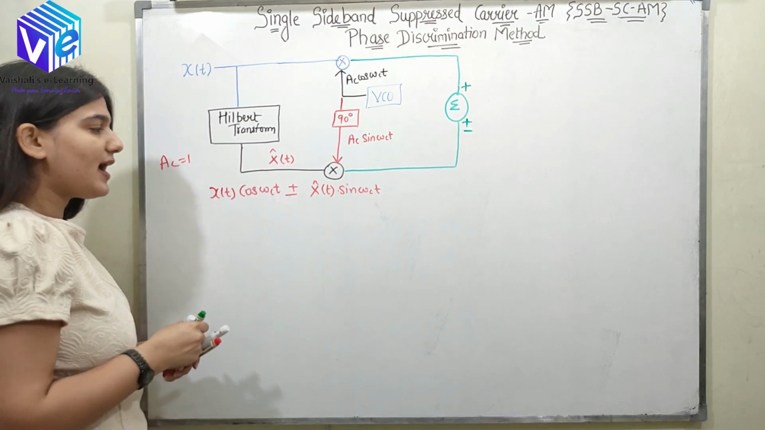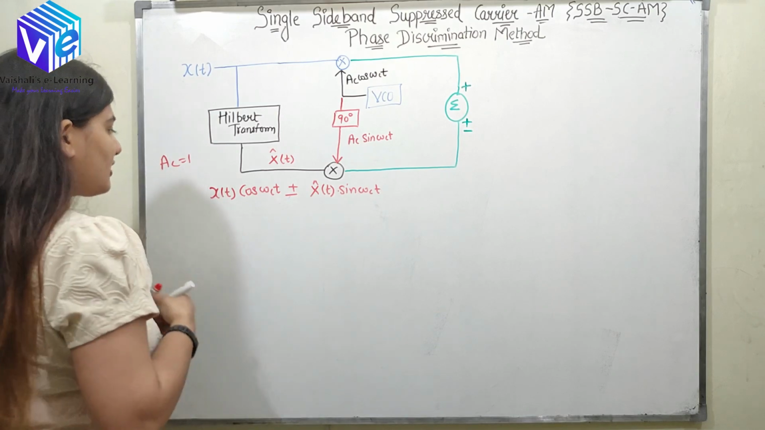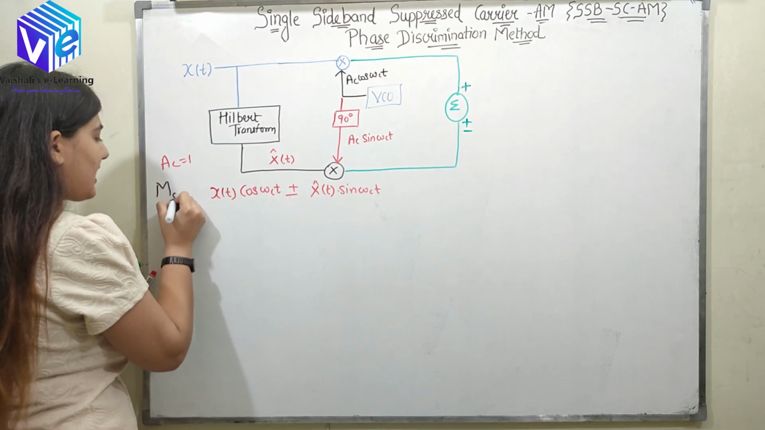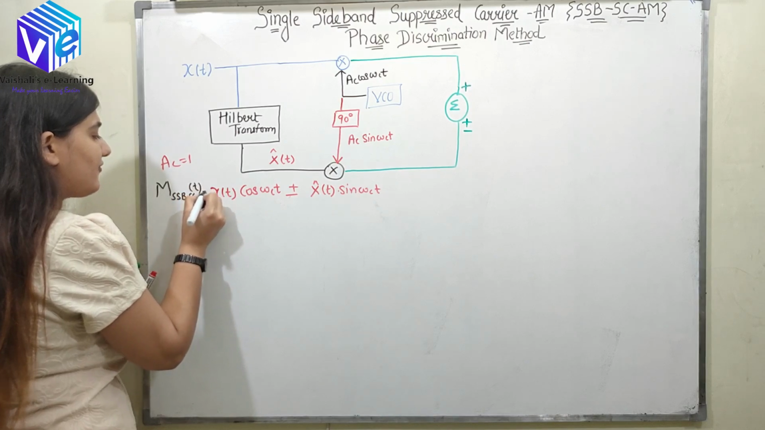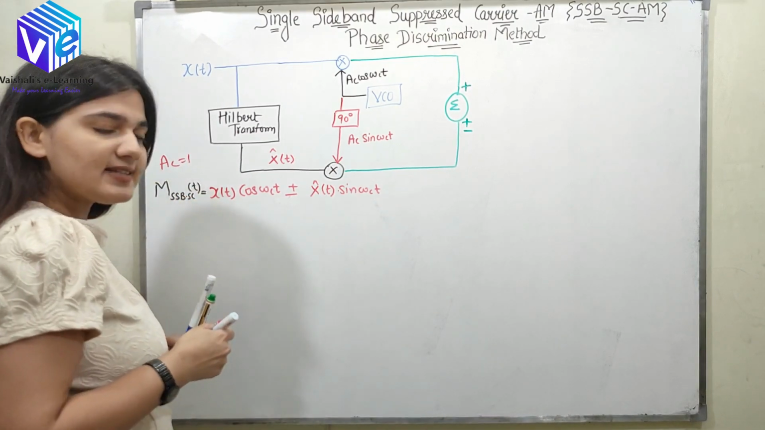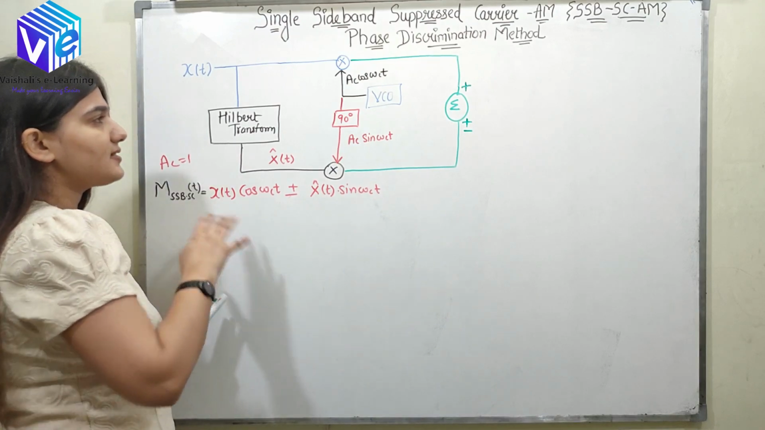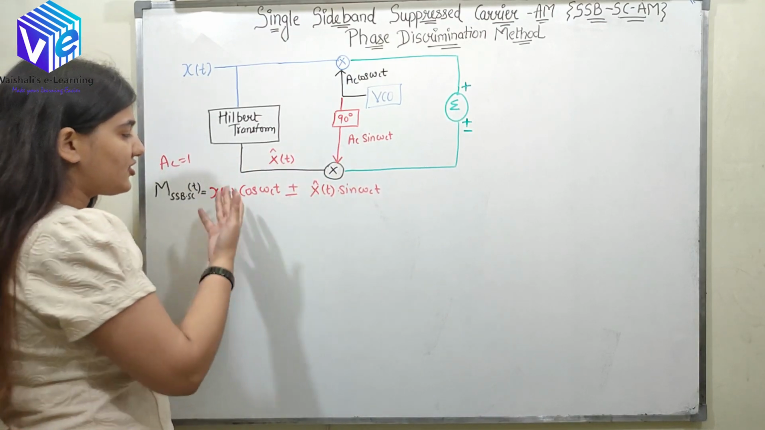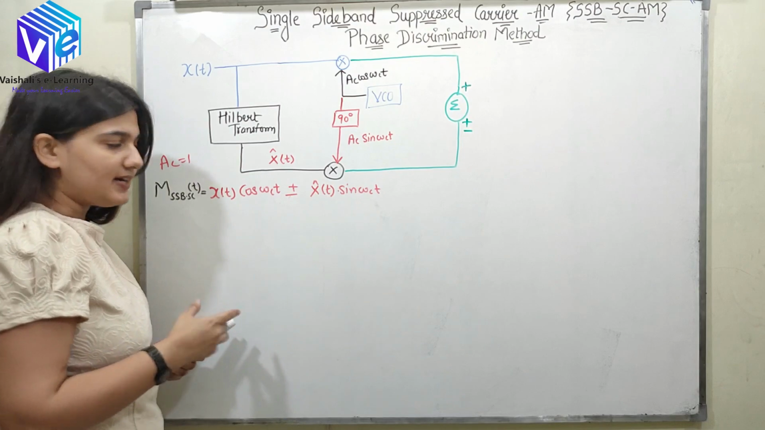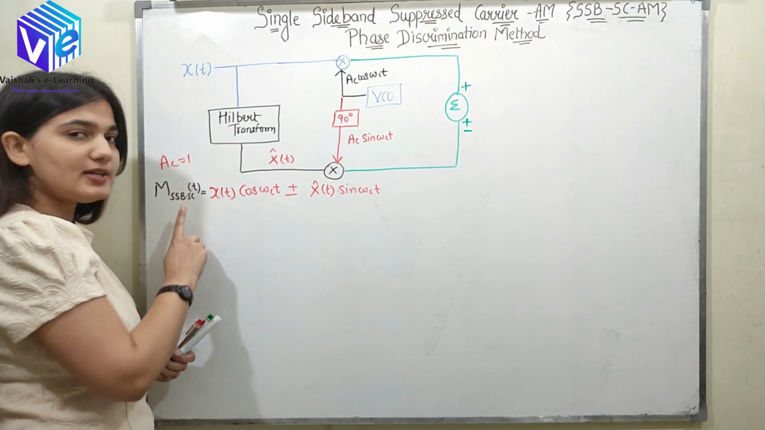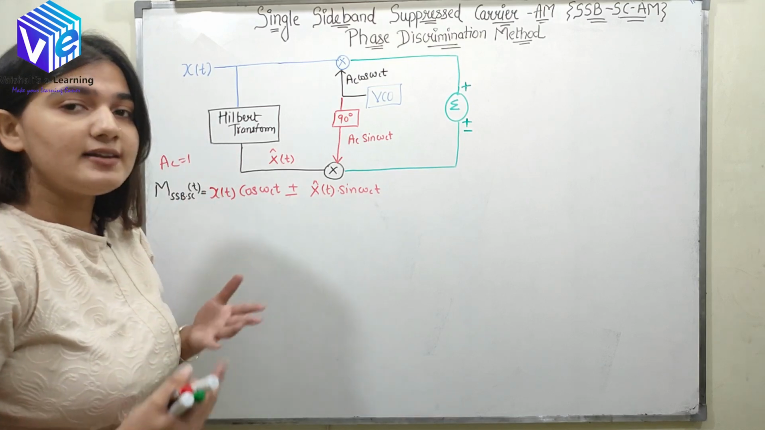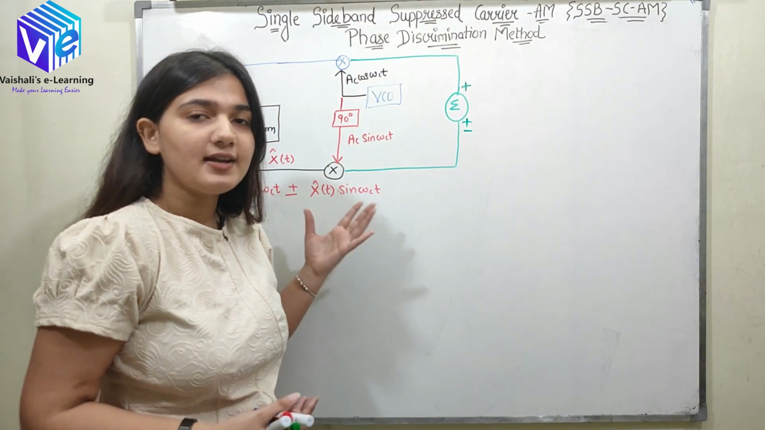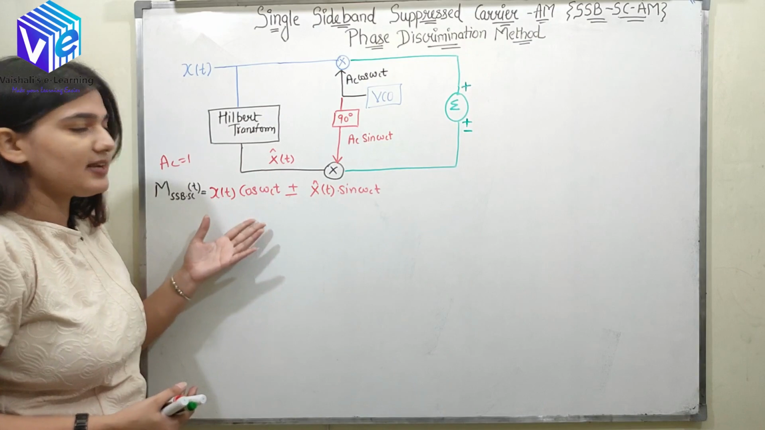In my previous video I discussed the generation of single sideband suppressed carrier. The single sideband suppressed carrier generated wave mt was represented by the same equation. So now I can say this circuit diagram is generating my mt, which is representing the modulated signal using single sideband suppressed carrier. Now we'll analyze how this circuit is generating my signal.